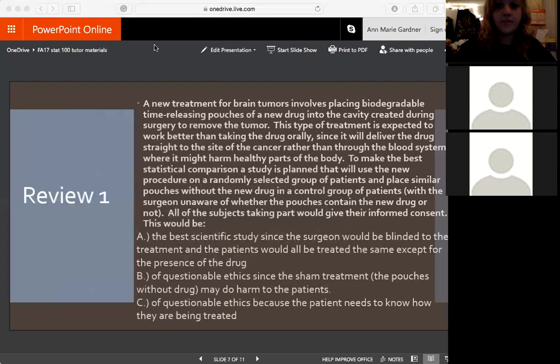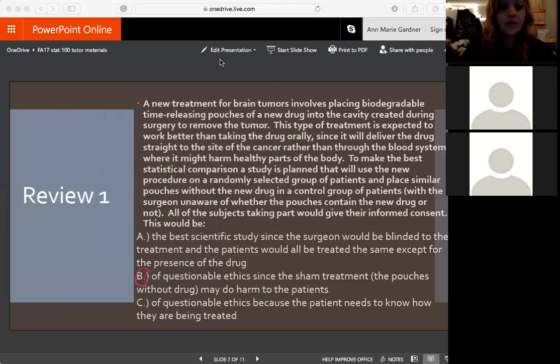Great job. Absolutely, and you explained it very well too. So our answer here is going to be B, since the sham treatments, the patches without the drug, may do harm. In reality, they're trying to figure out if the treatment is better or not. So like we were just talking about, they're giving some people the treatment that they think is better, but they're giving the other ones just the old drugs. That means it could be harmful, because they already understand that that's not useful right now.